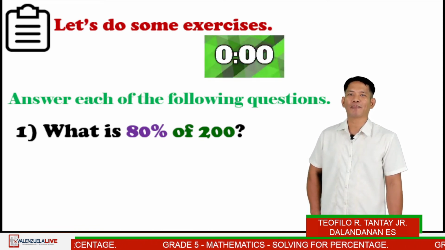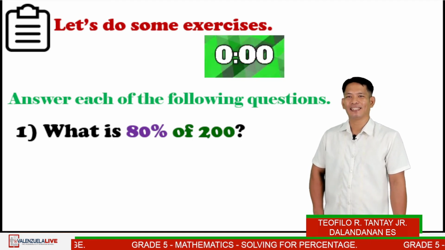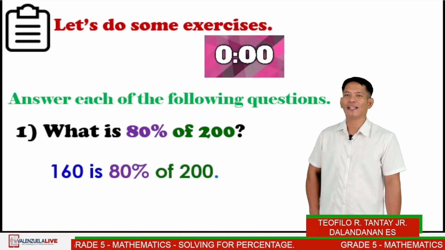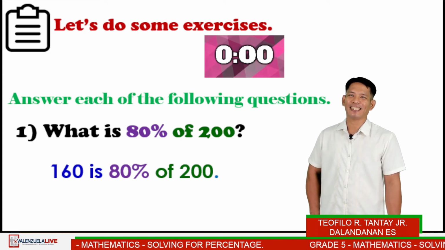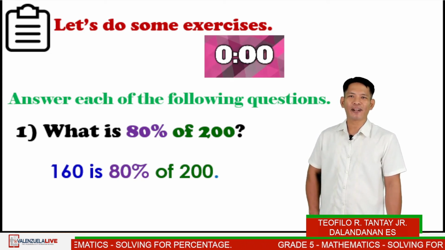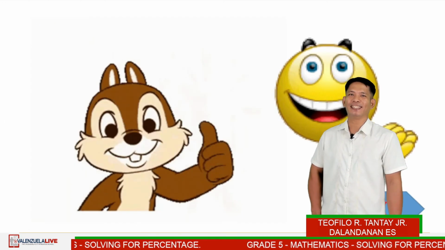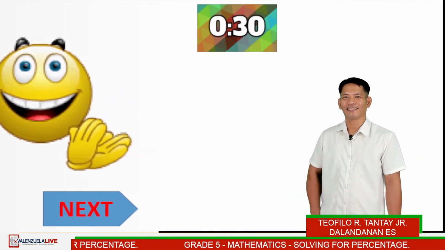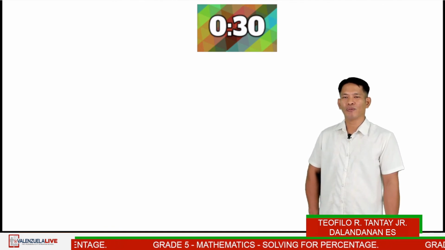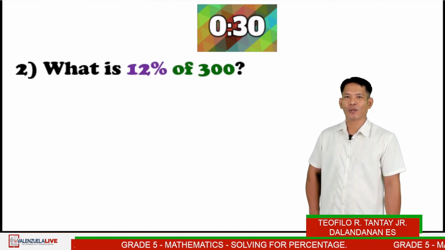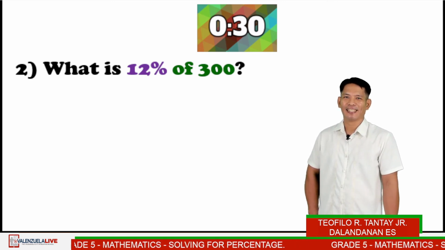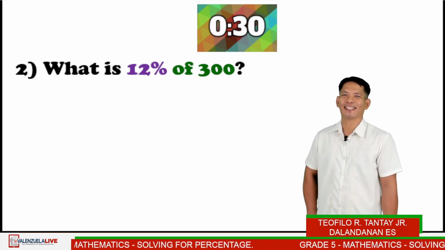So what is 80% of 200? 80% of 200 is 160. Did you get the correct answer, grade 5? Very good. Okay, next one. Number 2. What is 12% of 300? Another 30 seconds. And the 30-second timer starts now.